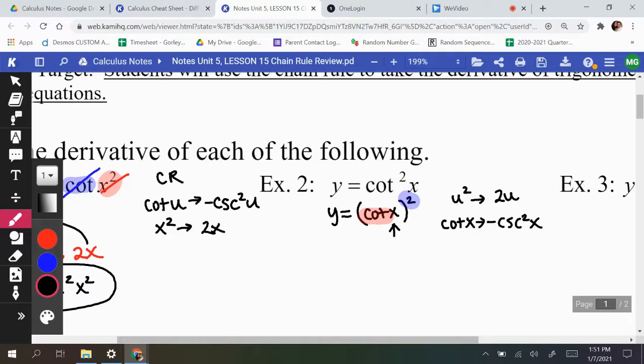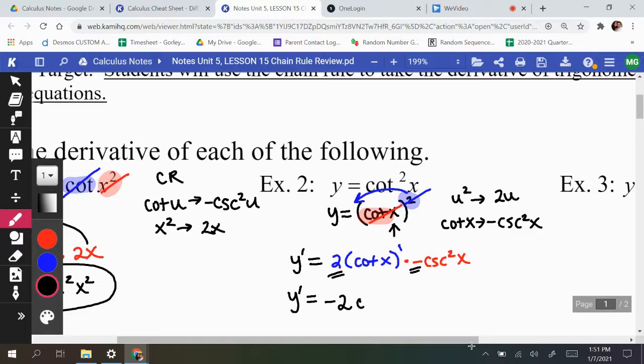Okay, so let's go ahead and differentiate. I'm going to put y prime here. We start with that outermost function. If I bring the 2 out front, I copy cotangent exactly how it is, and then I subtract 1 from the exponent. That's going to be the derivative of my outer function. We can mark it off. Then we multiply by the derivative of the innermost function, which the derivative of cotangent x is going to be negative cosecant squared x. Simplifying, we multiply the 2 by the negative 1, so we'll get negative 2. Then we have cotangent x, cosecant squared x.